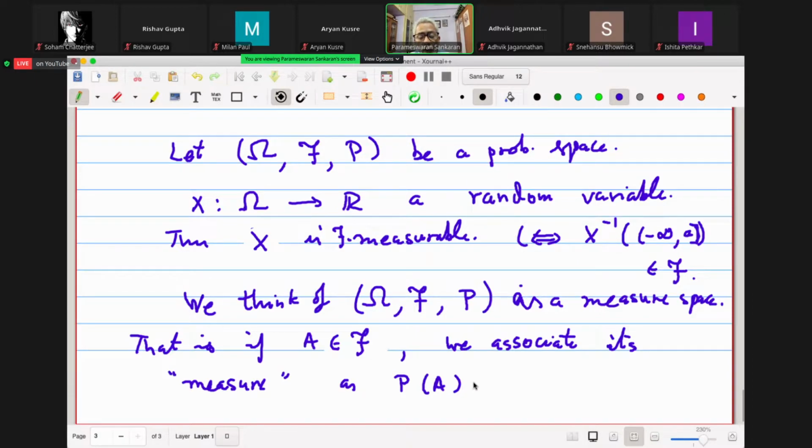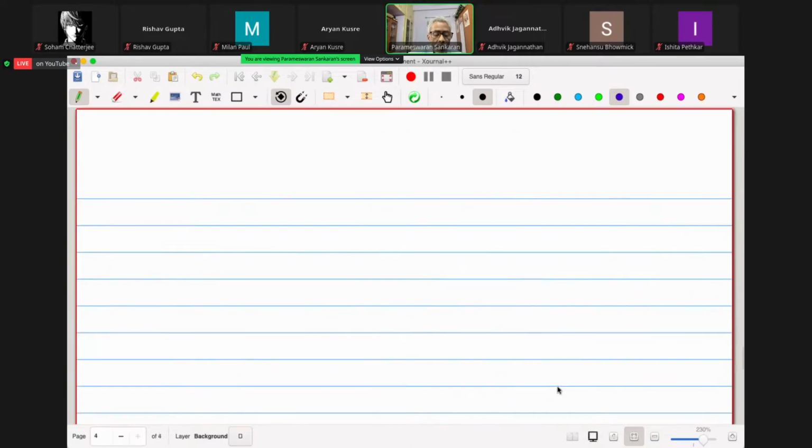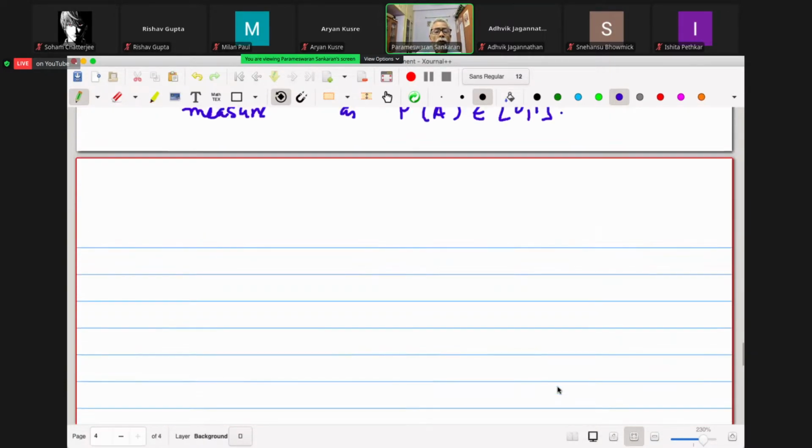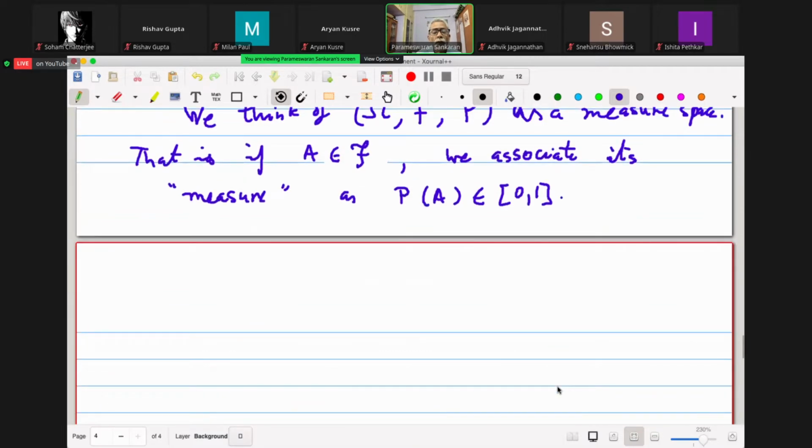So this is a number between 0 and 1. Okay. Notice that measure of the whole space is 1, and measure of the empty space, of course, is 0. And the usual thing, if A and B are disjoint sets, measure of A union B is measure of A plus measure of B. We just don't call it measure, we call it probability. Okay, so probability is the same thing as giving you measure.